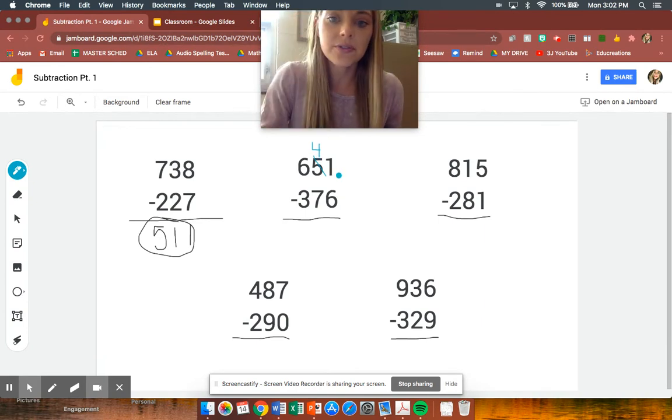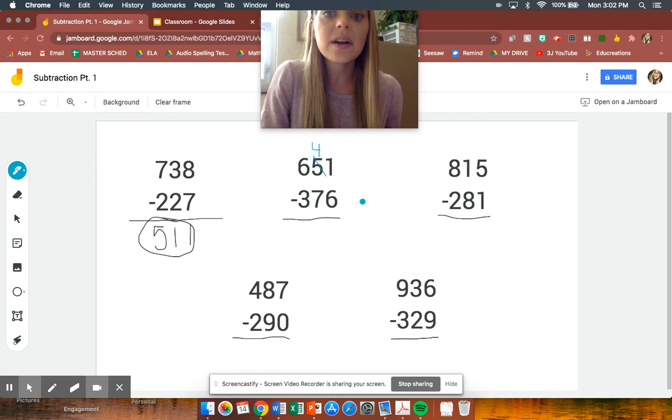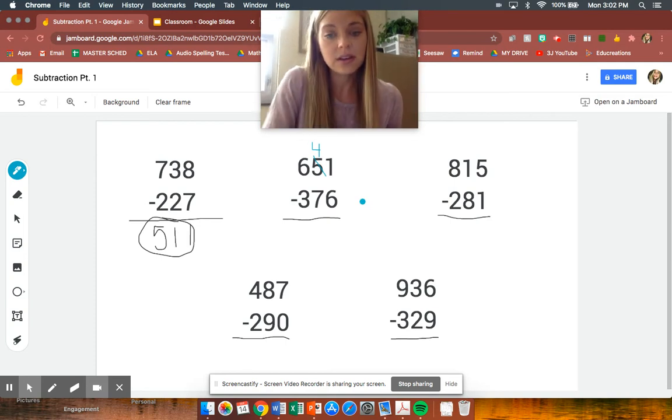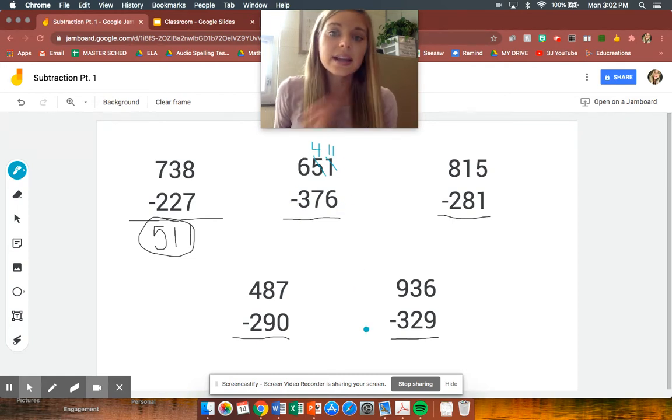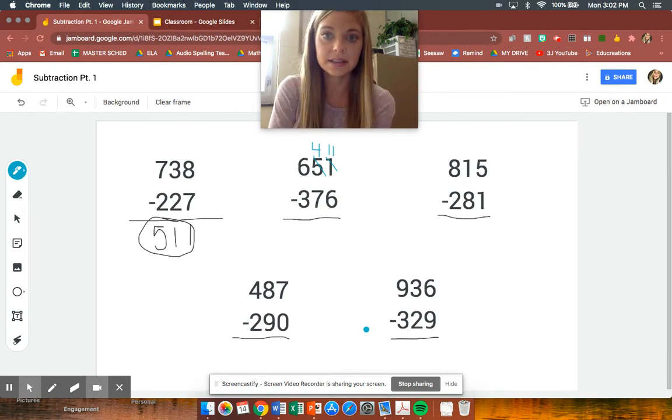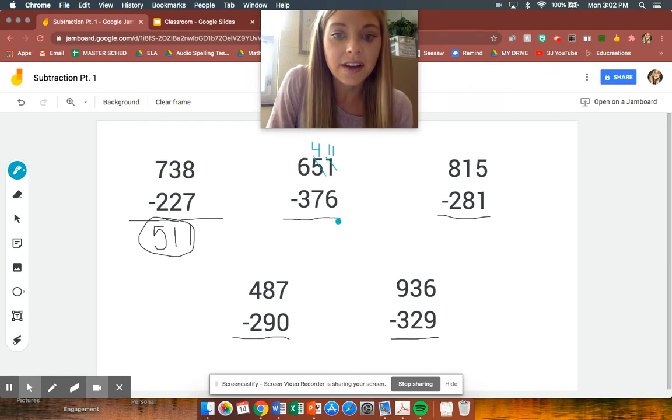Now we are going back over to the ones place and we are adding 10 to it. So 10 plus 1 would be 11. Now I have 11 minus 6. Go ahead and think to yourself what 11 minus 6 is. If you don't know, you can always count up from 6. You can go 6, 7, 8, 9, 10, 11, 5. 11 minus 6 is 5.